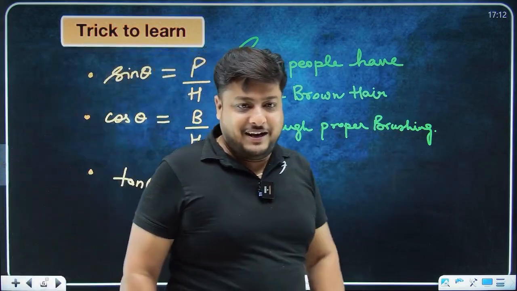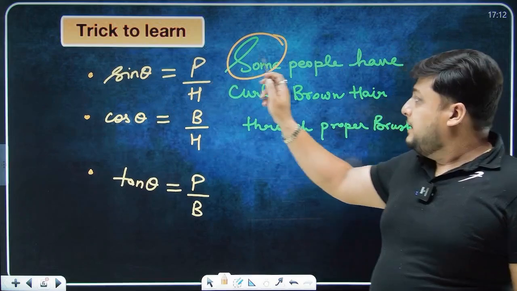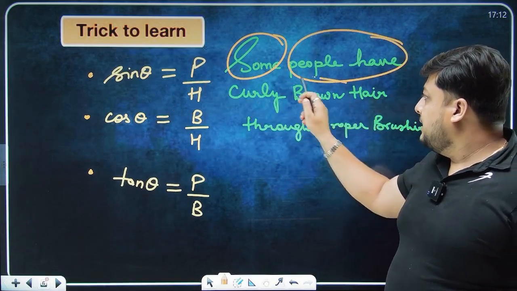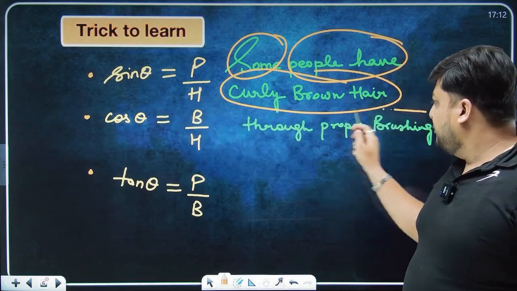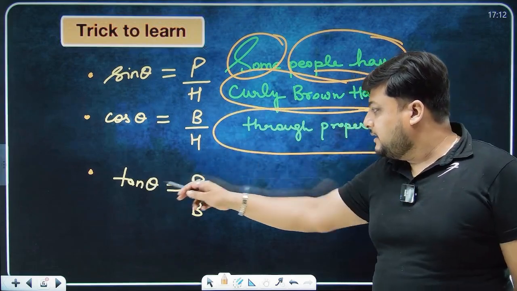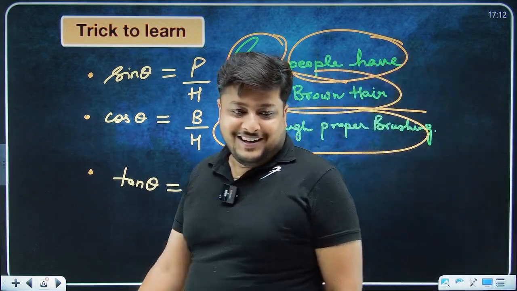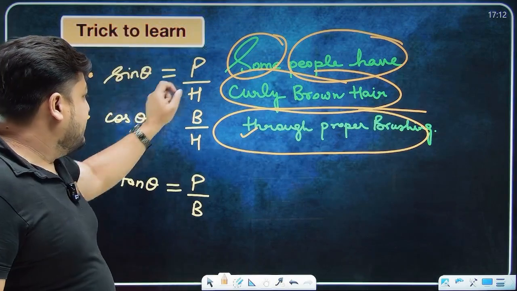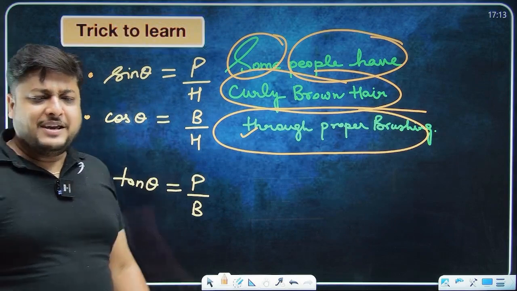I will explain. Here, Some represents sin theta. People have, that is P upon H. Curly brown hairs, that is cos theta, B and H. Through proper brushing, that is tan theta: T for through, P for proper, and B for brushing. So if you learn this, you can make this. So sin theta is P upon H, cos theta is B upon H, and tan theta is P upon B.